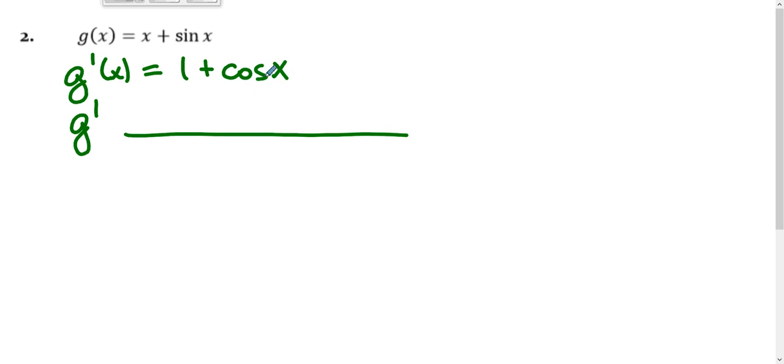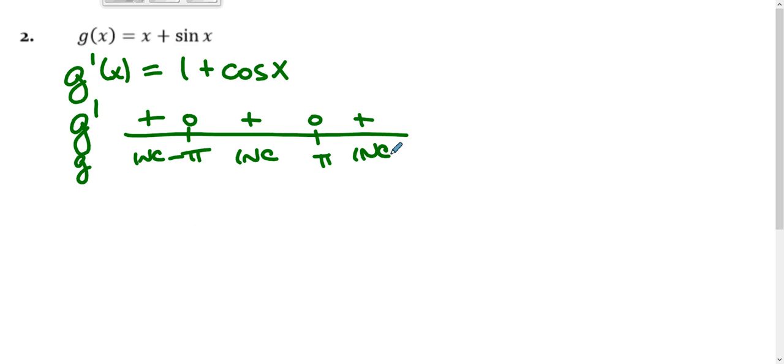Well, there are lots of places where cosine x is equal to 0. Some of them are negative pi and pi, 3 pi, 5 pi, 7 pi, 9 pi. It turns out, though, that all of these values are positive. So g is increasing, and then it's got a flat tangent, and then it's increasing, and then it's got a flat tangent, and then g is increasing. So that's odd. That's not something we're used to seeing.